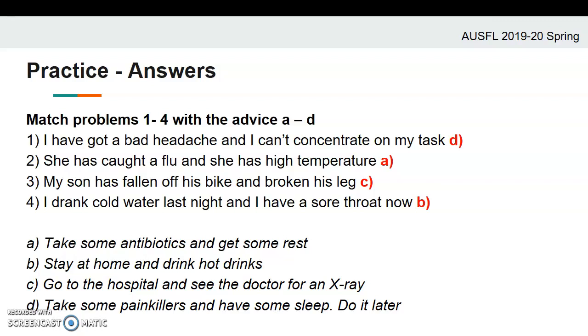So I have got a bad headache and I can't concentrate on my task. The advice is take some painkillers for your headache and have some sleep and do your task later. 2. She has cough or flu and she has high temperature. Take some antibiotics and get some rest. And 3. My son has fallen off his bike and broken his leg. Go to the hospital and see the doctor for an X-ray. And 4. I drank cold water last night and I have a sore throat now. Stay at home and drink hot drinks for your throat.